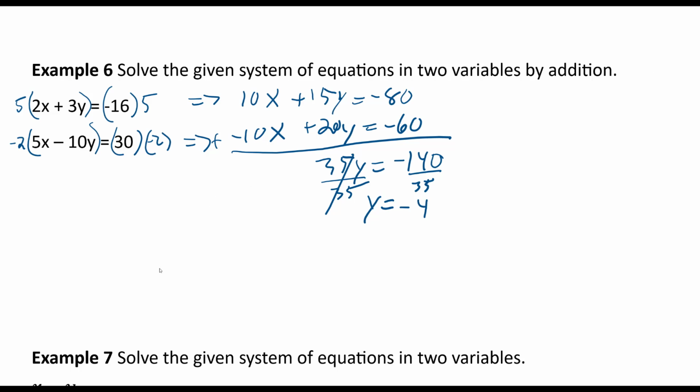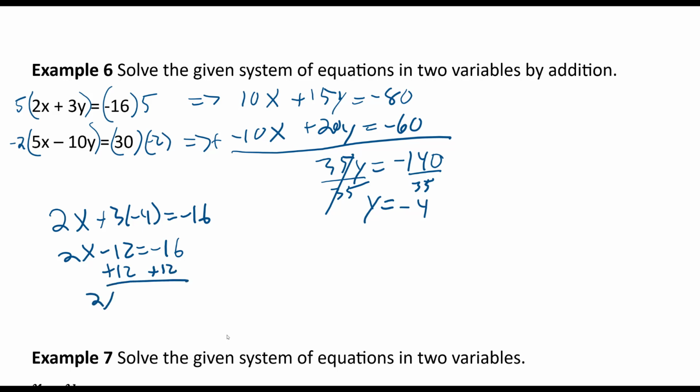Then we could take that and plug it back into one of the other equations. I'll just do the first one. So 2x plus 3 times -4 is -16. So 2x minus 12 is -16. If I add 12 to both sides, 2x equals -4. Dividing by 2, x equals -2. So we're looking at -2, -4.